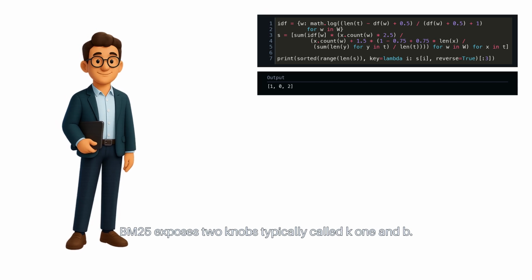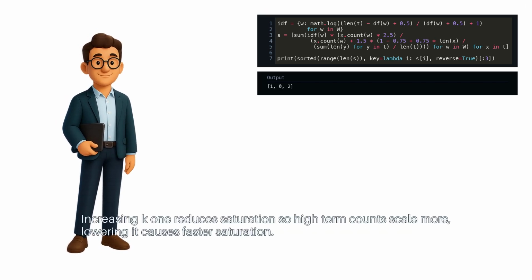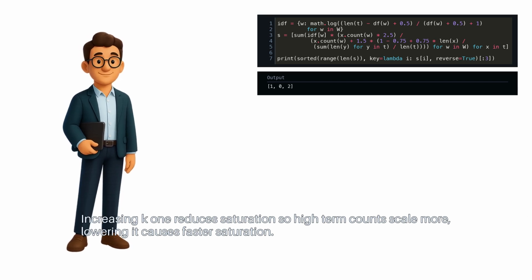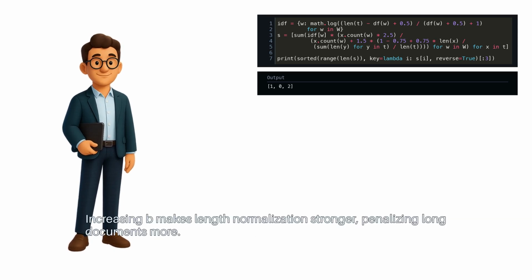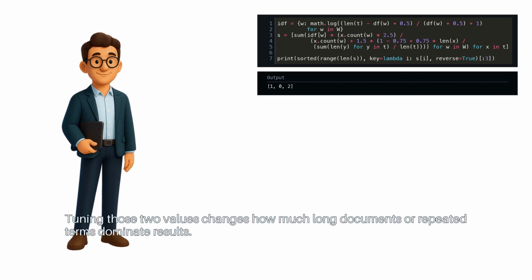BM25 exposes two knobs typically called K1 and B. Increasing K1 reduces saturation, so high term counts scale more. Lowering it causes faster saturation. Increasing B makes length normalization stronger, penalizing long documents more. Tuning those two values changes how much long documents or repeated terms dominate results.